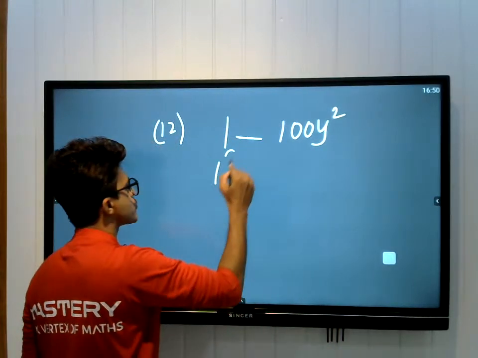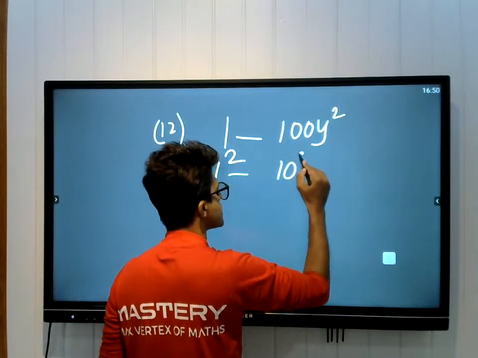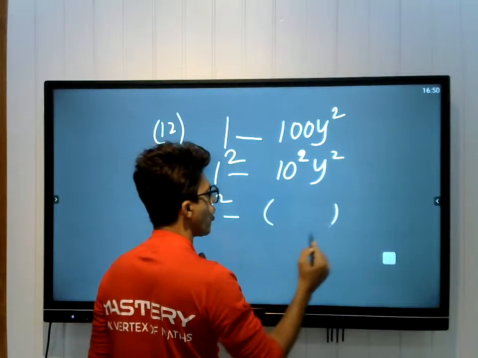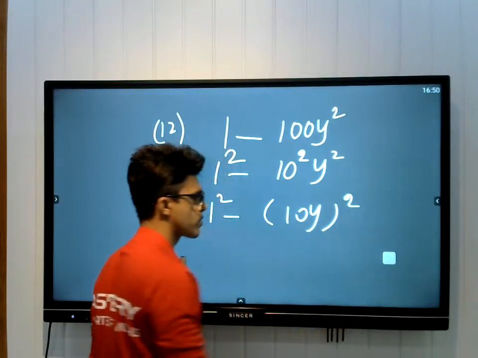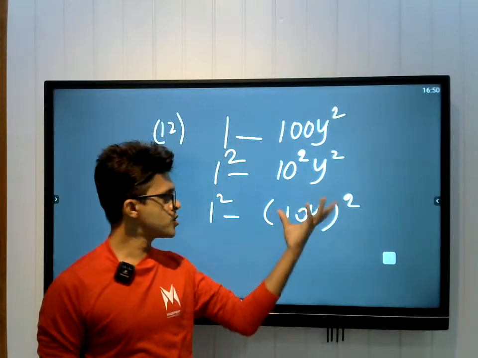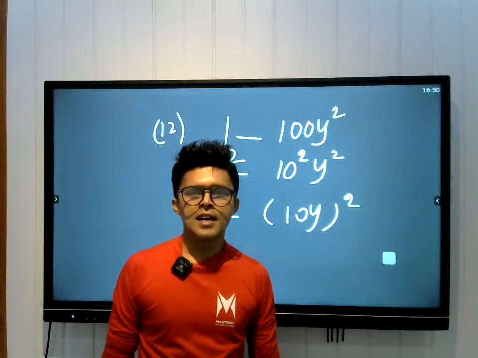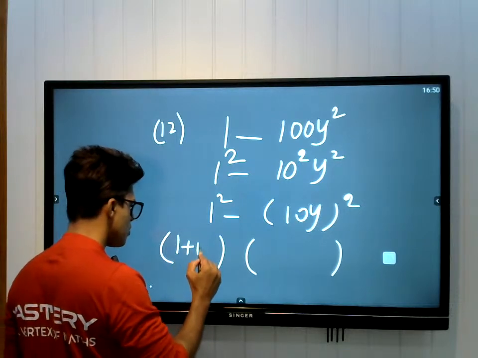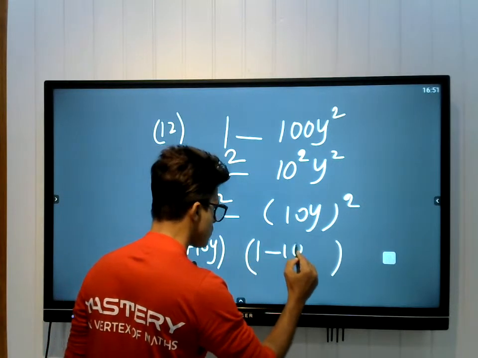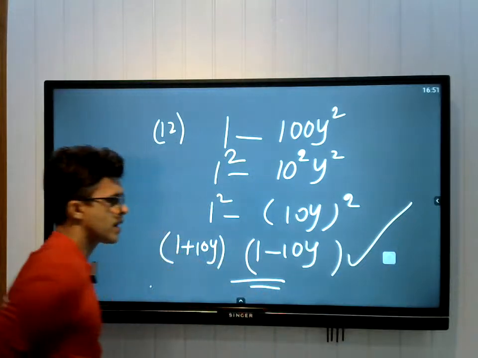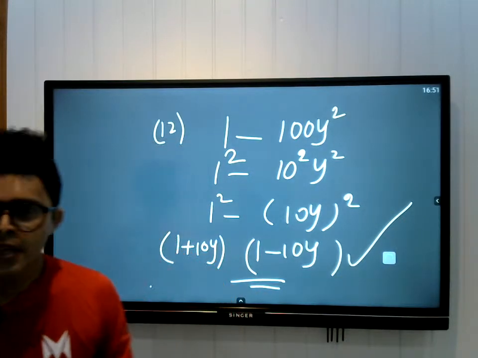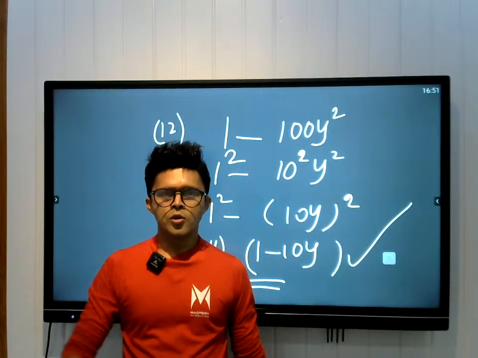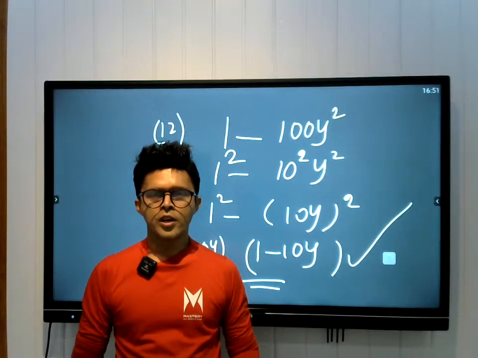This 1 can be written as 1 squared. 100 can be written as 10 squared. Here y squared. Then this whole segment can be written as 10y whole squared. After that, we are able to get the factors: 1 plus 10y into 1 minus 10y. These are the factors. Yeah, I could see your answer. Nice. Well done. Good job.